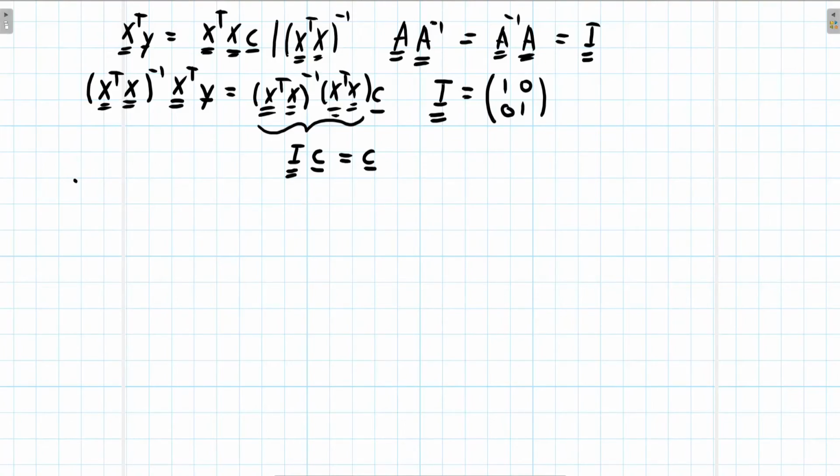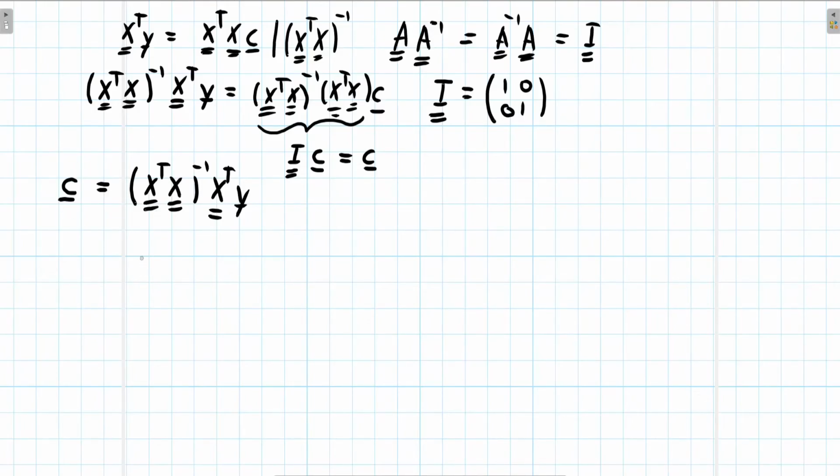So essentially we have found that our coefficient vector c is equal to x transpose x to the minus 1 times x transpose y. And this is our final solution. If you calculate this in NumPy, for example, then you set up your matrices like we've shown before, and you find exactly the line of best fit.